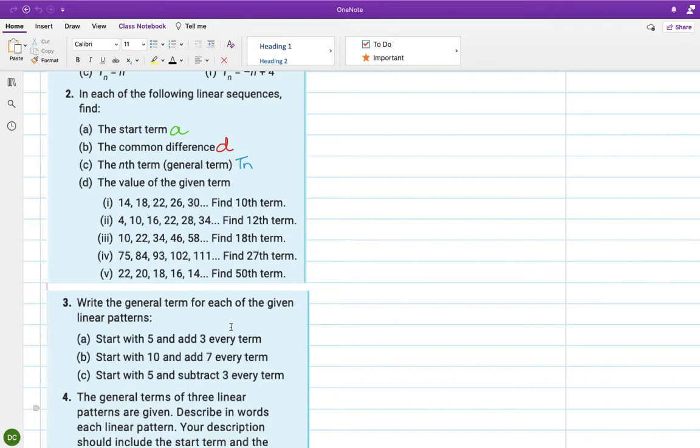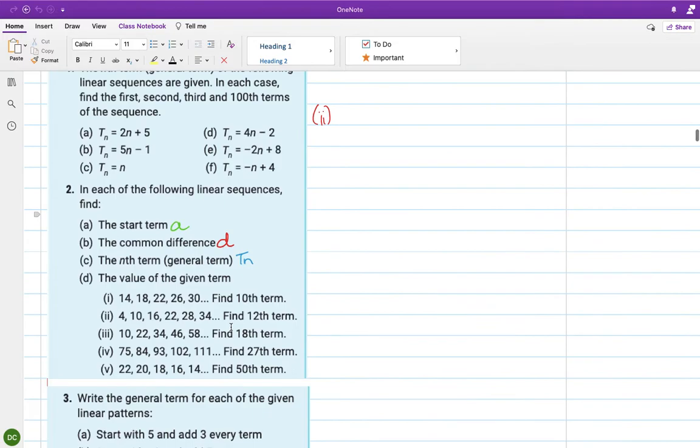So the first sequence is that the one we just did? That's the one I just gave you for homework. Right, so let's not start with the first one. We'll start with the second one.